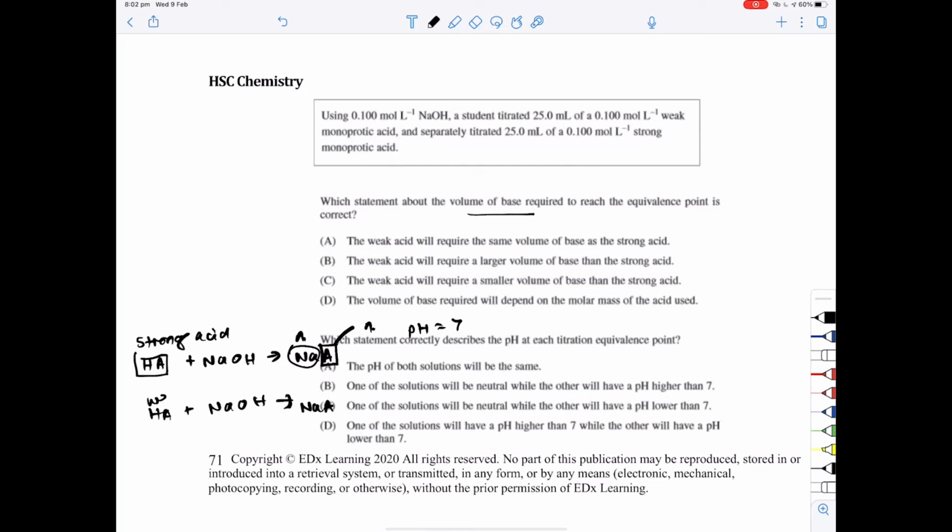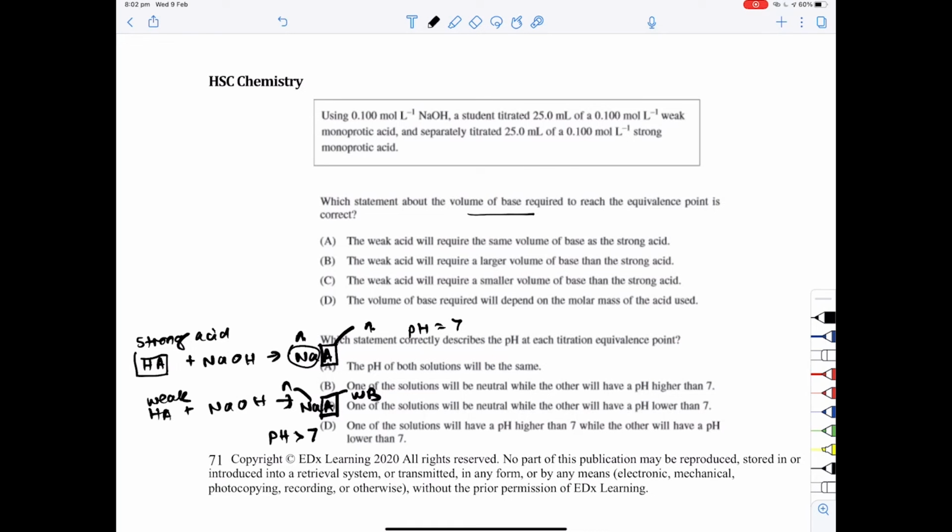But here we have a weak acid. What's the conjugate of a weak acid, Mithilesh? Weak. Yeah, so the conjugate of a weak acid is a weak base. And sodium is a neutral ion, weak base, right? So that means pH is going to be greater than 7.